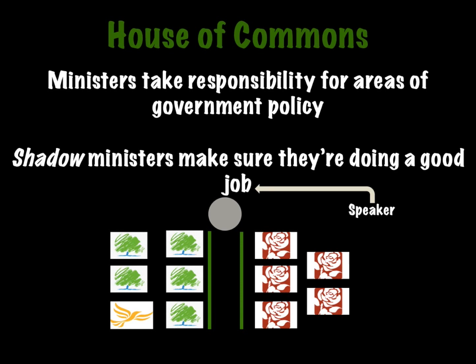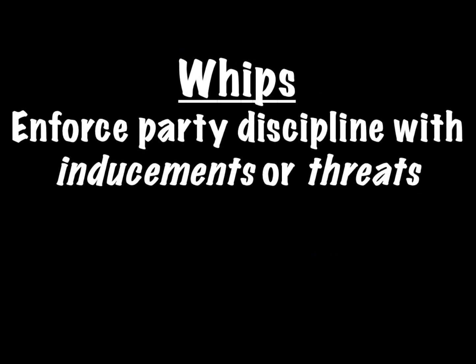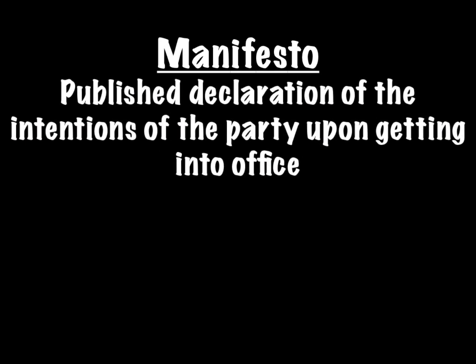Almost all MPs are representatives of political parties. Each party has whips, probably best conceived as enforcers, who ensure that MPs turn up to vote and follow party instructions. They enforce party discipline either by inducements or by threats. A manifesto is a long document that details a political party's plans for if they get into government. The idea is, when we vote, we are agreeing to everything that's written in it, which is why it's so important to know what we're voting for.